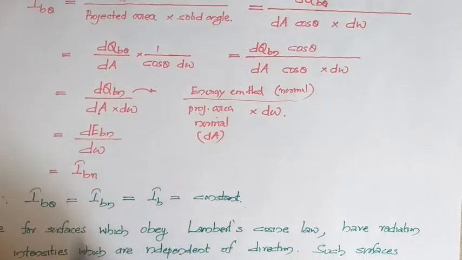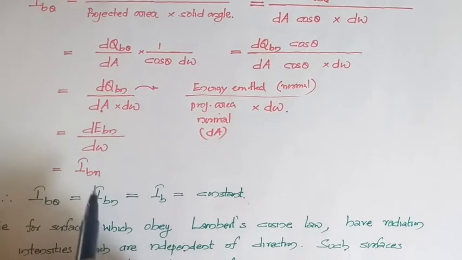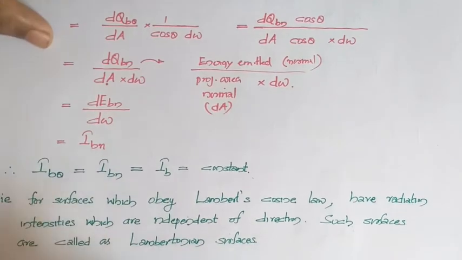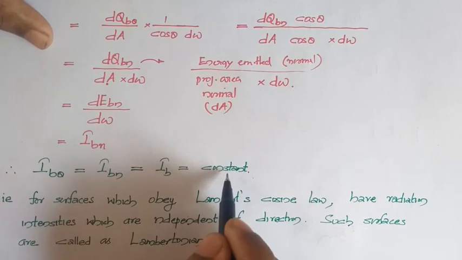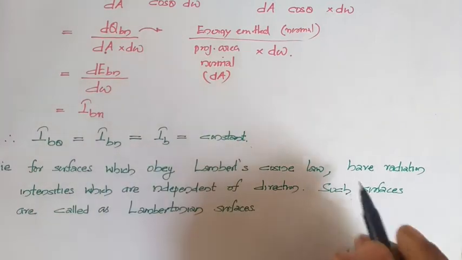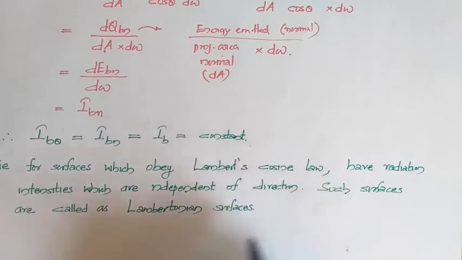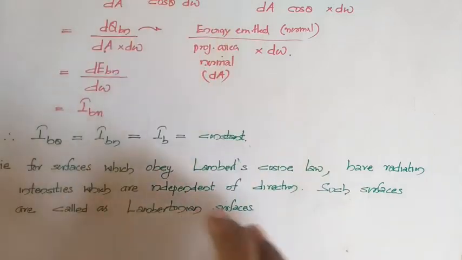Initially you took the radiation intensity in the theta direction, and finally you get the radiation intensity in the normal direction, which means whichever direction you take, at any angle, the radiation intensity will be the same. You can write it simply as I, or if you are considering a black body, as I_B. So it is a constant. That means diffuse surfaces which obey Lambert's cosine law have radiation intensities which are independent of direction, and such surfaces are known as Lambertian surfaces. So that's all for this result.